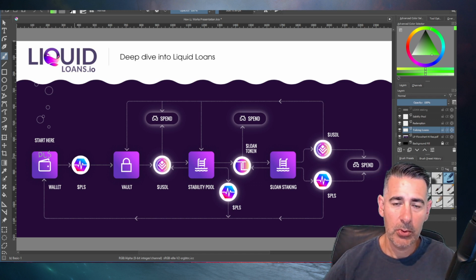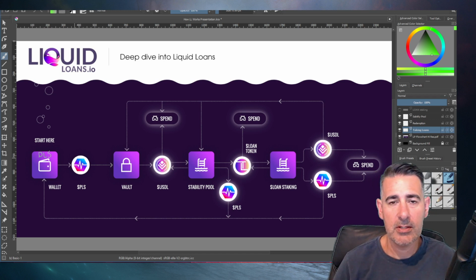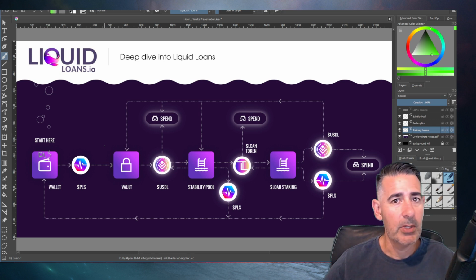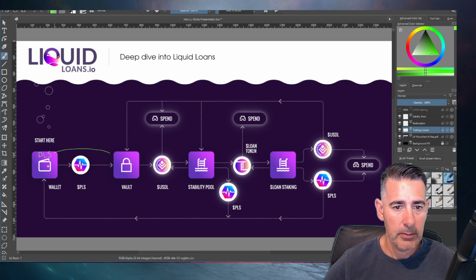Now we'll look at a very simple scenario first, and as we progress later in this series we might talk about a few more advanced things and other things you need to consider, but let's keep this to the bare minimum you need to do to take out a loan. We can improve on that from there. If you want to take out a loan, you need to send your Pulse over to the vault. So you're going to create a vault. You can create 1 vault per address.